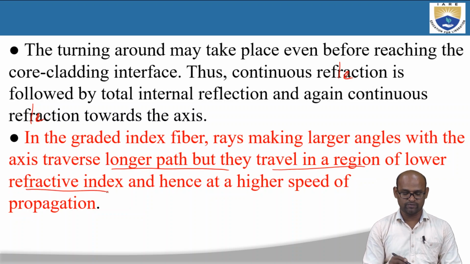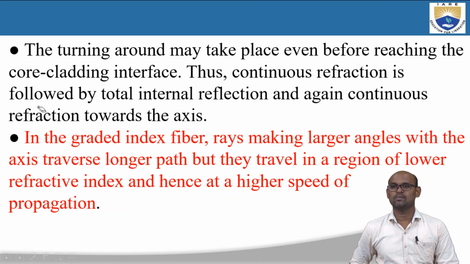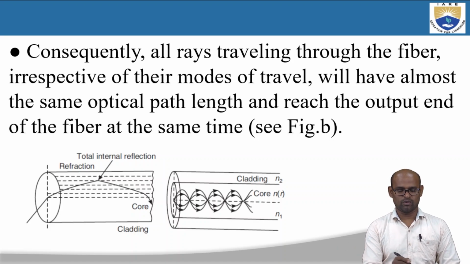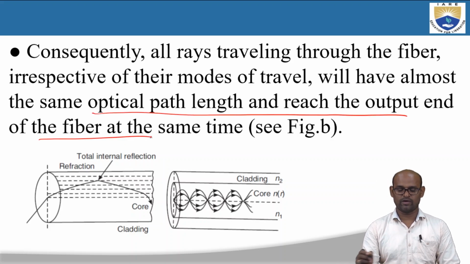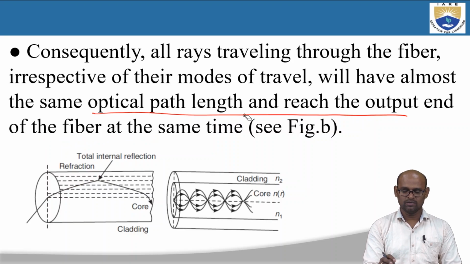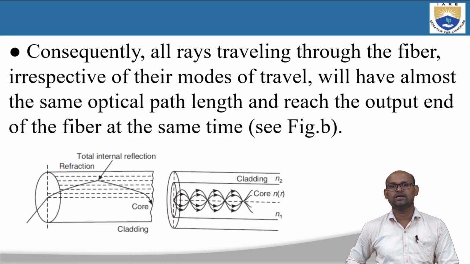In the graded index fiber, rays making larger angles with the axis travel longer paths, but they travel in a region of lower refractive index and hence at higher speed of propagation. In multi-mode step index fiber, some of the light rays reach earlier and some of them reach later. But in graded index fiber, all the light rays traveling through the fiber, irrespective of their modes of travel, will have almost the same optical length and reach the output end of the fiber at the same time, because the light rays traveling with longer path lengths are in lower refractive index. So they will travel with higher speed. That is the reason why both lower order modes and higher order modes reach the output end at the same time.